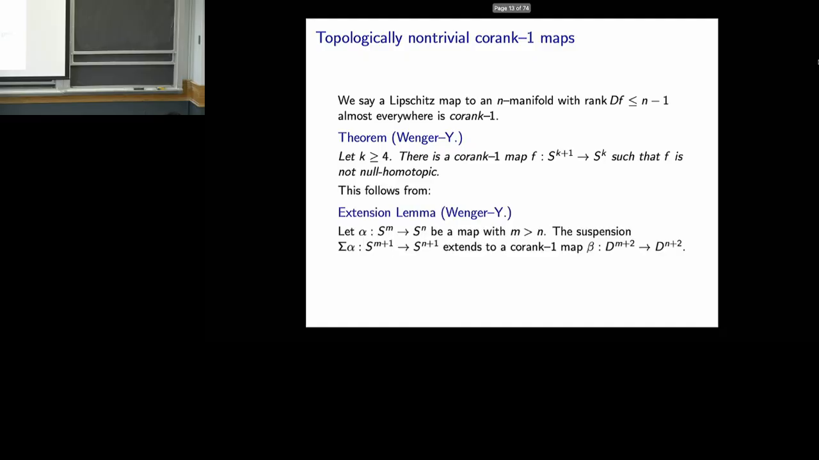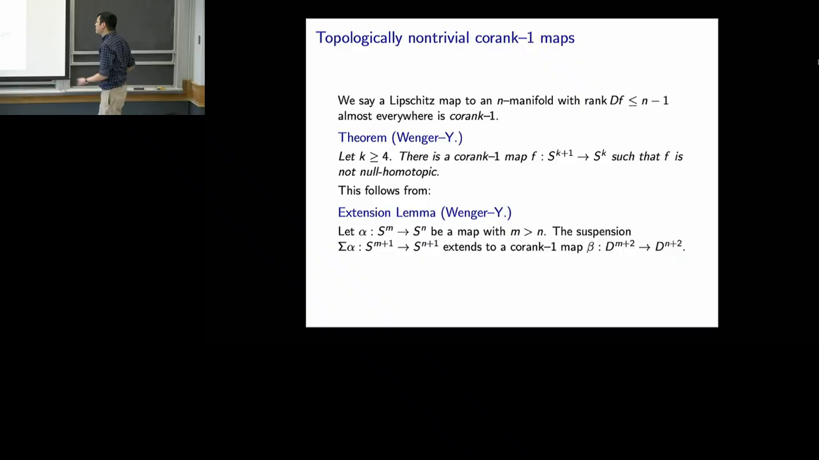So how do you prove this? What does this construction look like? It follows from a slightly more general lemma: if alpha is any map from Sm to Sn, with m greater than n, then the suspension of alpha extends to a co-rank 1 map from the m+2 disk to the n+2 disk.